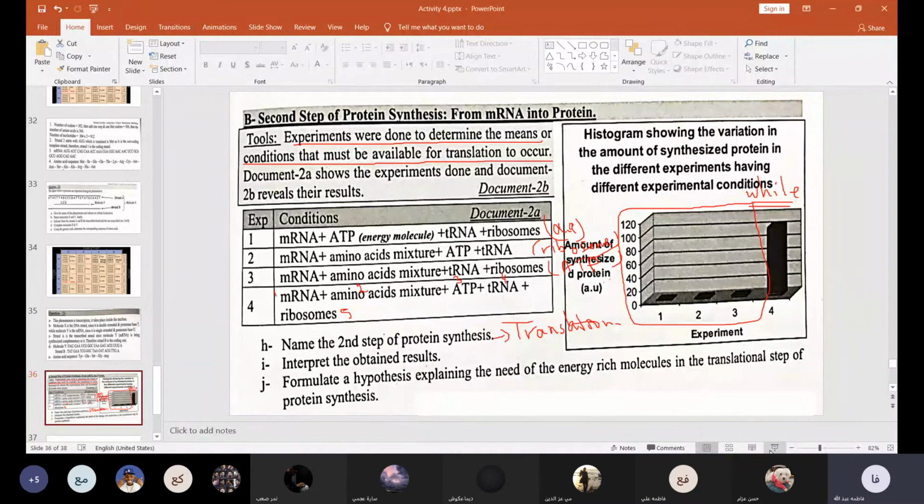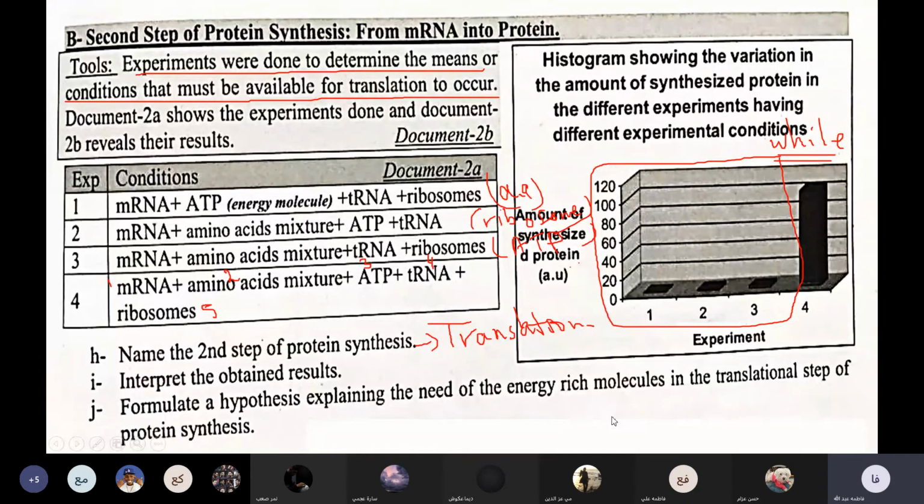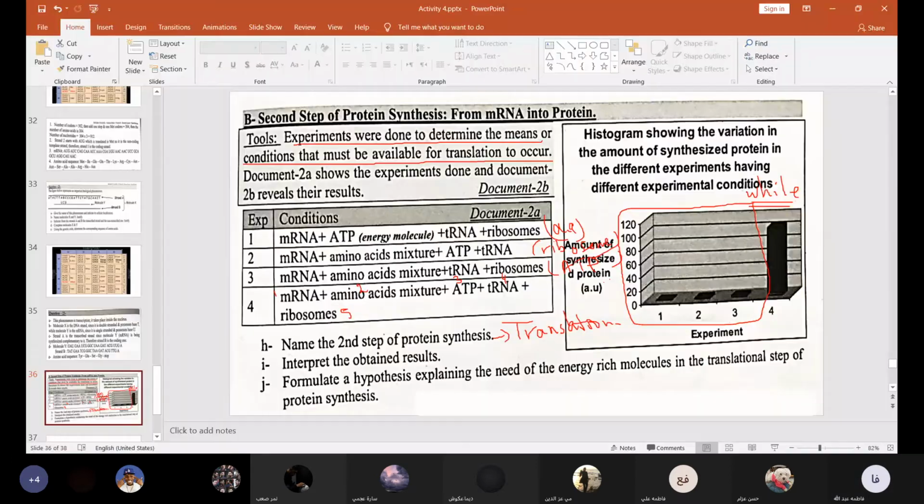Let's continue with part J. Formulate a hypothesis explaining the need of energy-rich molecules in the protein synthesis, in the translational step of protein synthesis. Who can answer? Mixed amino acid mixture plus ATP plus tRNA plus ribosomes are the experimental, showing the need of the energy to make protein.